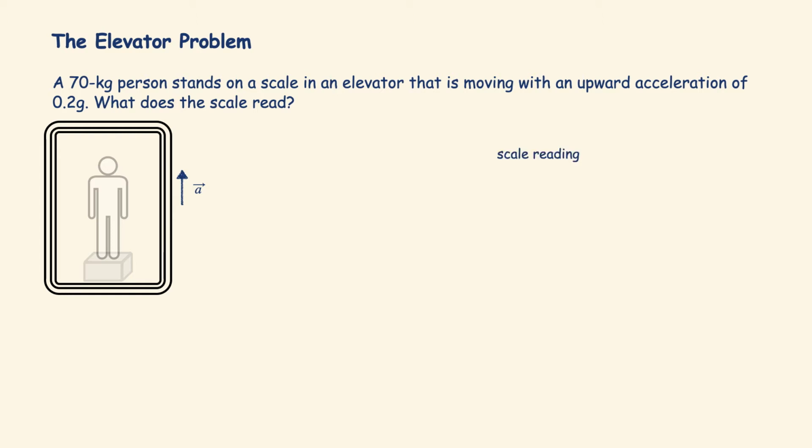Before we get to the solution, let's make sure we understand what the scale usually reads. Let me pull the person and the scale outside the elevator and place them on a platform that does not move with any acceleration. In this case, I will have gravity pointing downwards, and a normal force to account for the interaction between the feet of the person and the scale. That vector has to point upwards. And it is the magnitude of that vector, standing for the interaction between the feet and the scale, that is actually related to the scale reading.